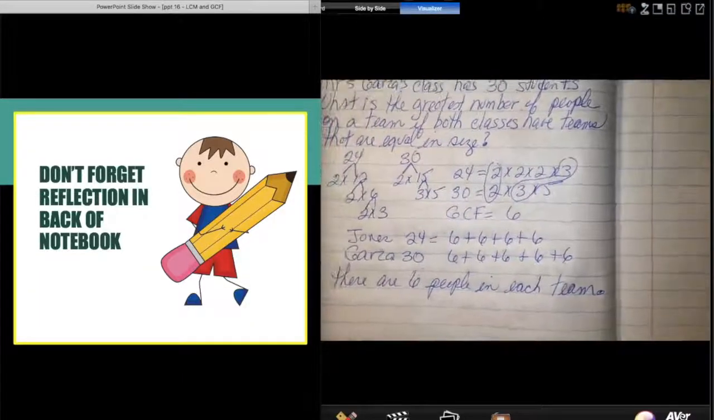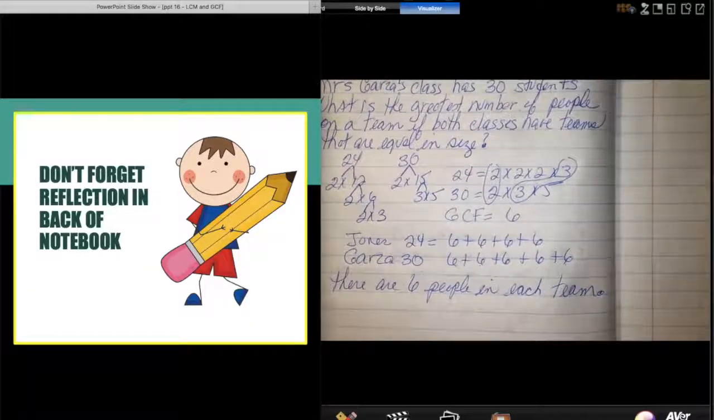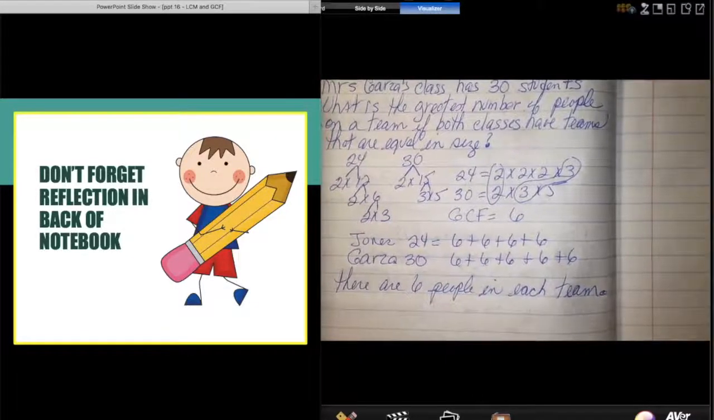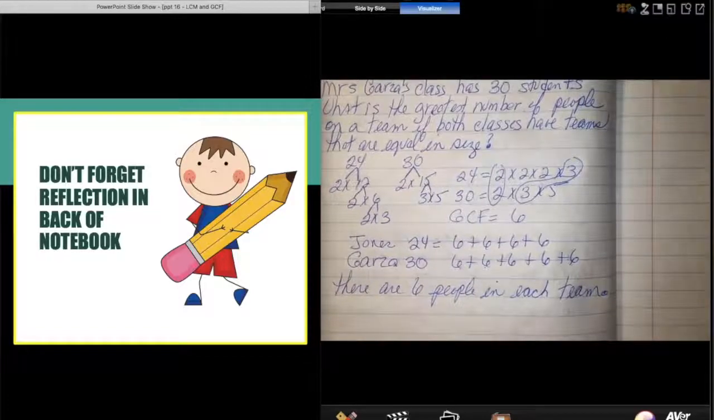In the next video, I will repeat an overview of the different methods that we just did using GCF and LCM. Go ahead and watch that video and write down some more notes, or just watch it and kind of double check. It's a quicker summary, and I put a side-by-side comparison of the GCF and LCM.